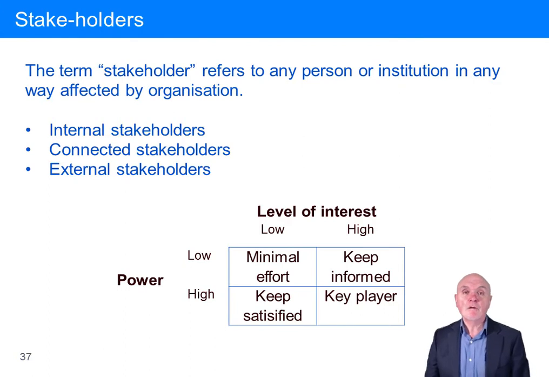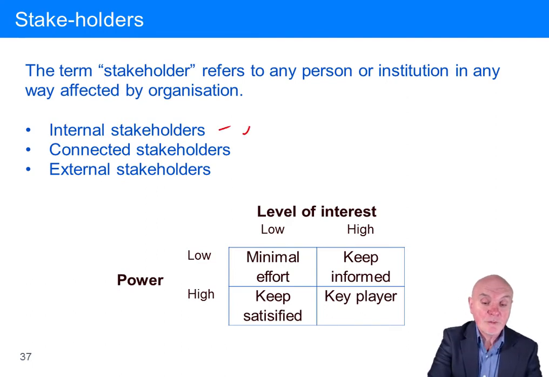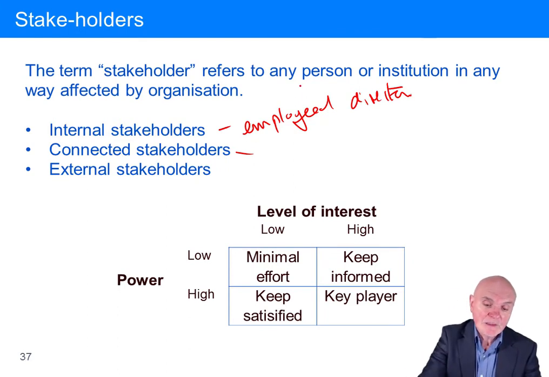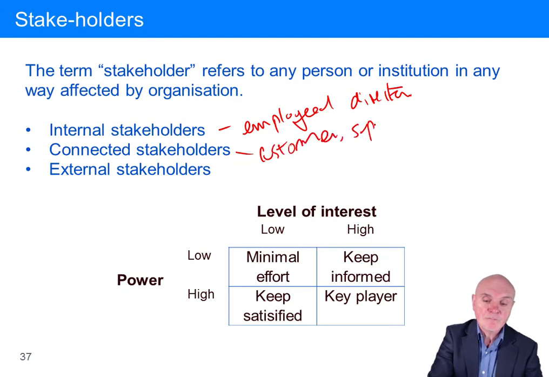Stakeholders. The term stakeholder refers to anyone who is really affected by the organisation, in some way touched by the organisation. We have potentially 3 types of stakeholder. You have internal stakeholders. Examples here would be employees, directors, in the company the whole time, so to speak. Definitely internal. Connected stakeholders is really anyone who has some other sort of contract here. So with connected stakeholders you can have customers, suppliers, and indeed shareholders.